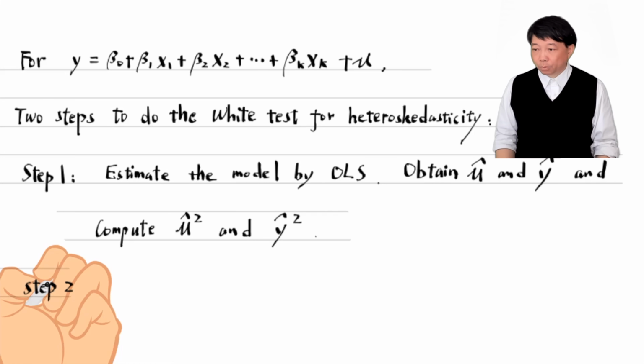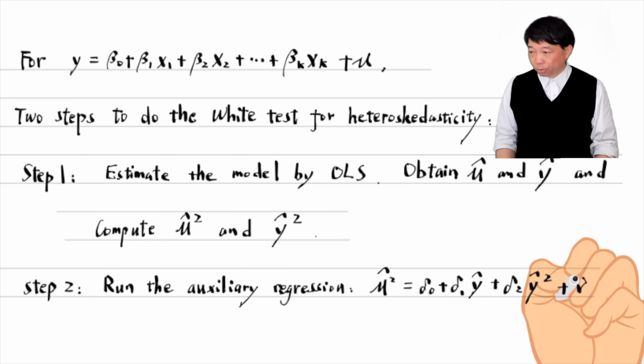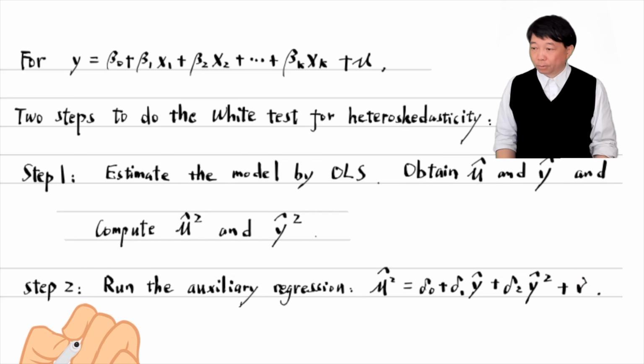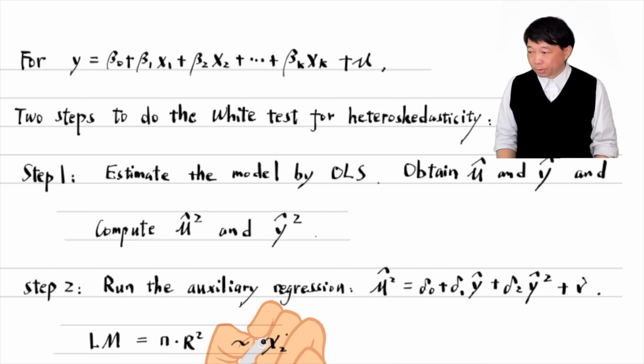In the second step, we run the auxiliary regression of the squared OLS residuals on the fitted values and their squares. Notice that there are always two regressors in the auxiliary model, regardless of the number of explanatory variables in the original model. The null hypothesis is that the two slope coefficients are zero. We can compute the LM statistic or the F statistic for the White test.